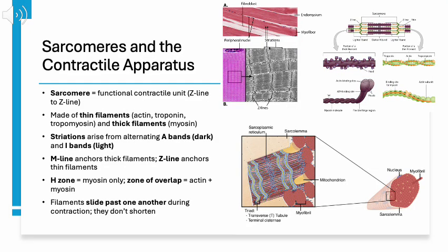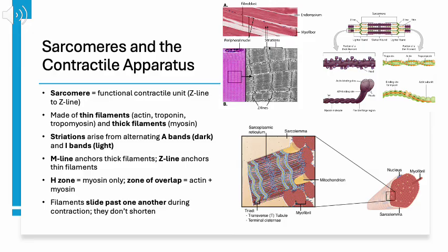At the microscopic level, contraction happens in units called sarcomeres, the repeating functional segments of myofibrils that stretch from one Z-line to the next. Sarcomeres are built from thin filaments of actin, troponin, and tropomyosin, and thick filaments of myosin. Under the microscope, these create a striped pattern: dark A bands where thick filaments are present and light I bands where only thin filaments exist.